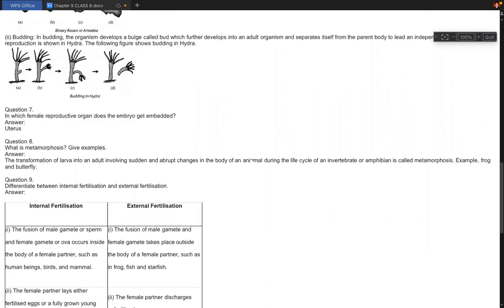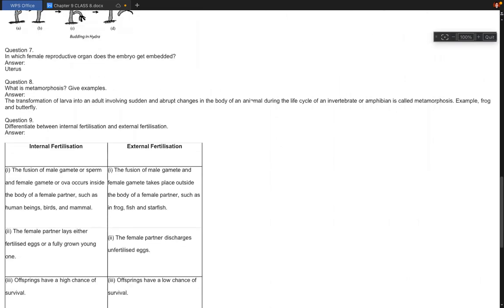Question number 7, you don't need to do in the copy. You can simply note down in the book. In which female reproductive organ does the embryo get embedded? It's the uterus. Question number 8 is, again, you have to do in the copy.